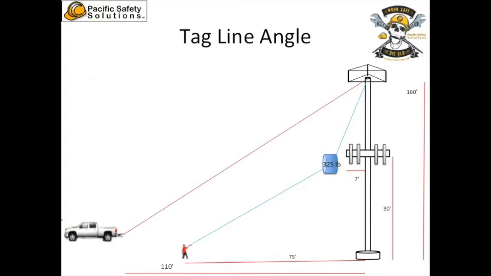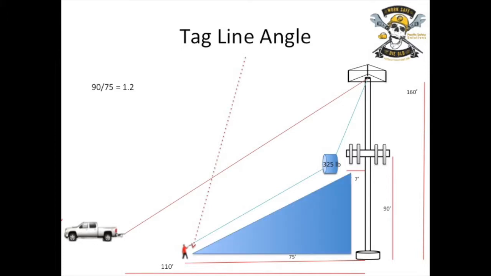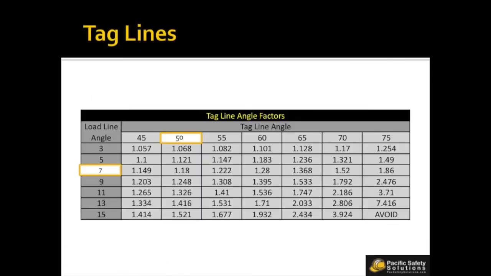The next we want to find is the tagline angle, which is this angle right here. The tagline angle is the height of the obstruction, 90, divided by the distance the tagger is away from the tower, 75. We do that, 90 divided by 75, we get 1.2. 1.2, second function tangent, you should come up with 50 degrees. In our tagline angle factor chart, we have 7 degrees load line angle, and we have a 50-degree tagline angle. We put those together, and we come up with a 1.18. That number, 1.18, is the tagline angle factor.